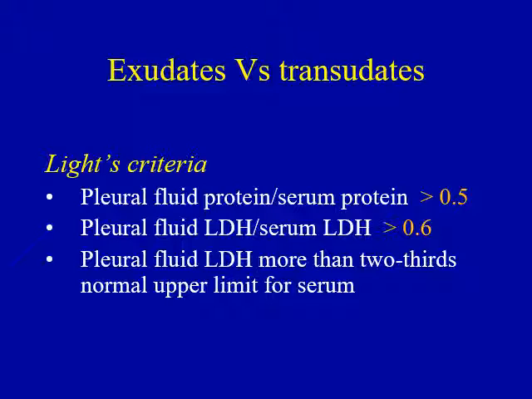How can we say whether this is exudate or transudate? We have Light's criteria, which contain 3 criteria. If any of these criteria is present, it is exudate. The first criterion is pleural fluid protein to serum protein ratio more than 0.5. The second is pleural fluid LDH to serum LDH ratio more than 0.6. Or pleural fluid LDH more than 2/3 of the upper limit for the serum LDH. So if any one of these criteria is present, this is exudate.